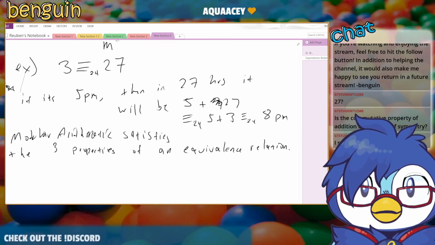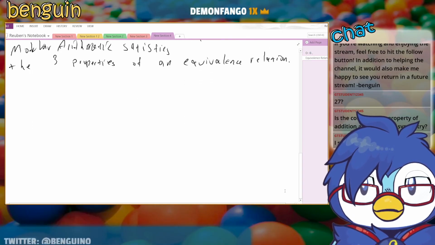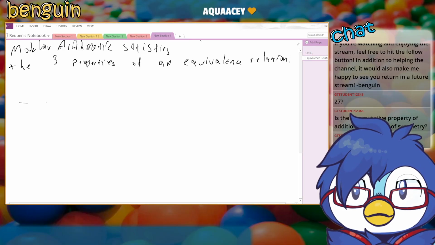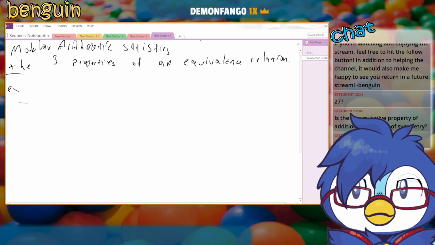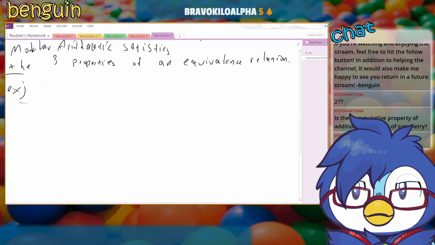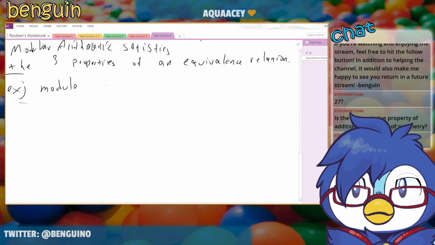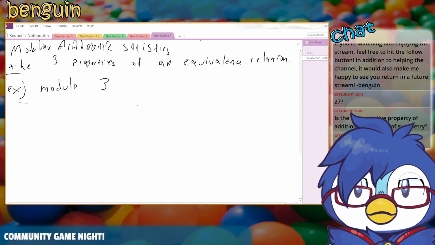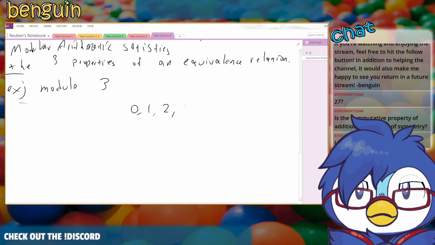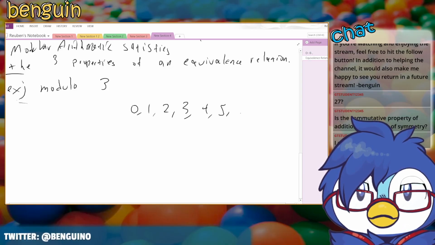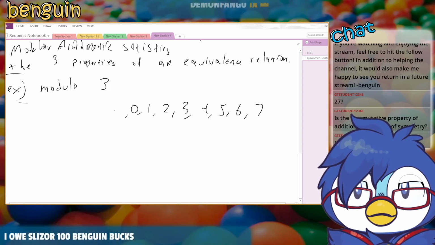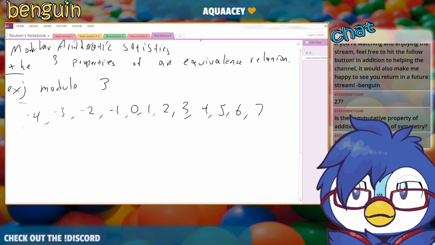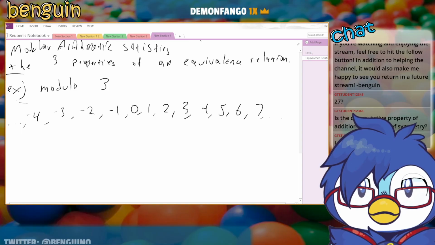Okay, I want to look at another example here. Let's consider numbers modulo 3. I'm just going to start listing out the numbers here: 0, 1, 2, 3, 4, 5, 6, 7, and over here -1, -2, -3, -4. These keep going, but I'm just going to list some of them here.